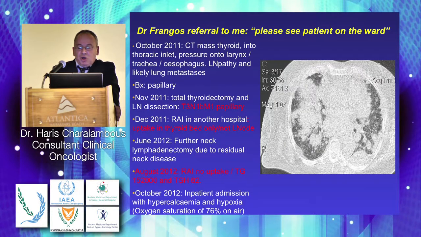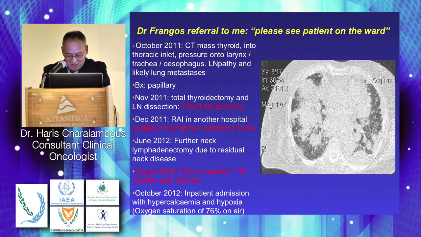Let me just show you one of the patients Dr. Franco said to me. I think it's a nice way of coming to the close. So he said to me, please go and see this patient on the ward. So this is a chap that was managed elsewhere, to be honest. But essentially, he had advanced disease from the beginning. He did have surgery. So this is October 2011. Then November, he had surgery. He did have radioactive iodine, I think, in Nicosia General Hospital. I think at that time, he was probably already iodine negative.